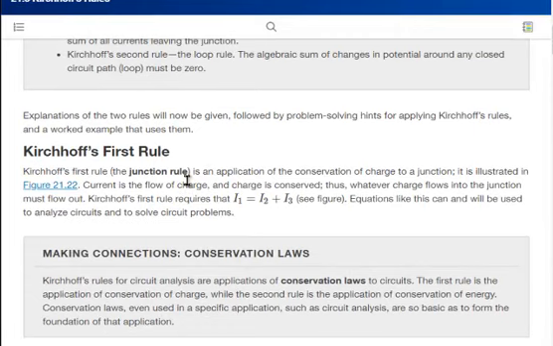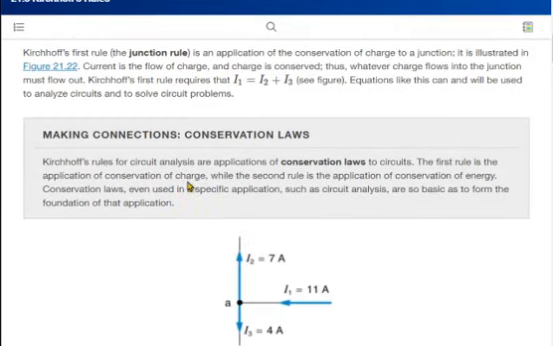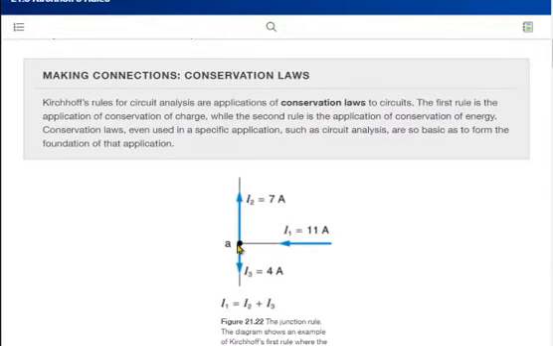Kirchhoff's rules themselves are actually really easy, and there are only 2 of them. So here is the first one. Basically, when you have a junction, the amount of current flowing into the junction equals the amount of current flowing out of the junction. Makes total sense, right? 11 amps go in, it splits up because it just so happens to be a circuit that branches off. All kinds of circuits do that all the time. So 11 equals 7 plus 4, what we see in front of us.